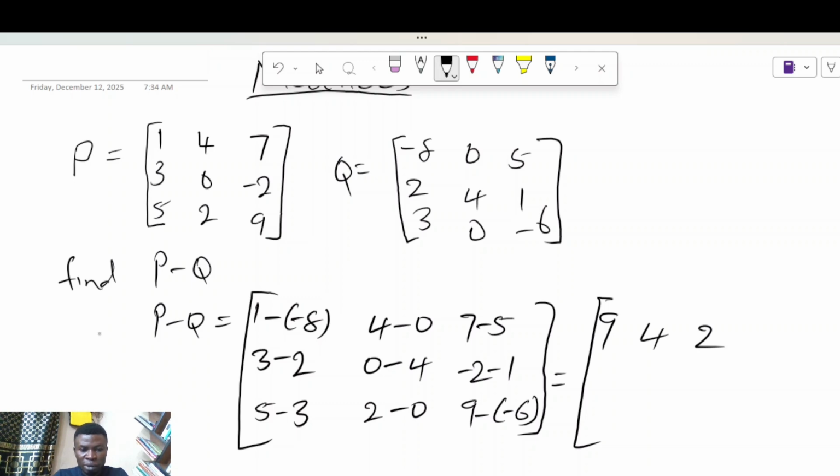And here we have 3 minus 2 will give us 1. 0 minus 4 will give us minus 4. And the minus 2 minus 1 will give us minus 3. And on the last one, 5 minus 3 will give us 2. Then 2 minus 0 will give us 2. Now 9 minus 6, that is 9 plus 6, and that will give us what? 15. And this is it.